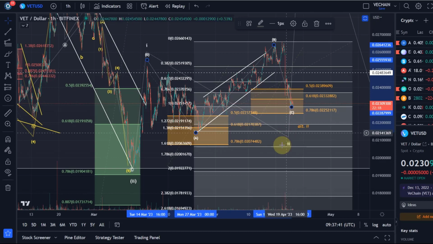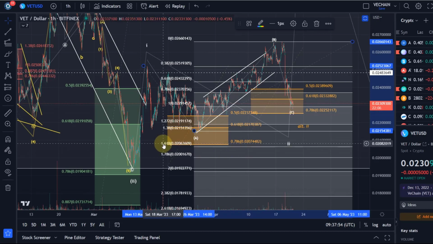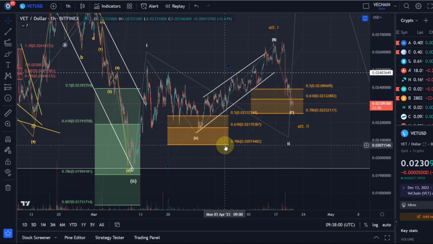The next relevant level would be the 2.06 cent level, pretty much overlapping with the 2.07 cents level, the 78.6 retracement of that support area. That's the 1.618 extension, the next very common one. So we've got a bit of fib confluence down here. These are not super reliable levels, but they are certainly levels to watch.